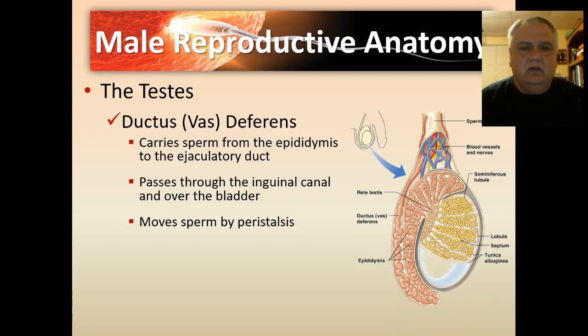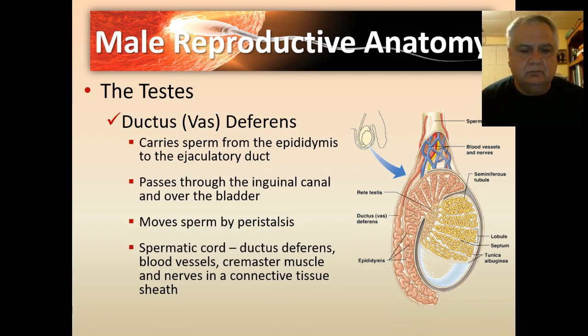Again, the ductus or vas deferens is going to move sperm by the process of wave-like contractions of smooth muscle tissue we call peristalsis. The ductus deferens is located within the spermatic cord. The ductus deferens, blood vessels, the cremaster muscle, which we've already taken a look at, and nerves are all packed inside this connective tissue sheath that we call the spermatic cord.